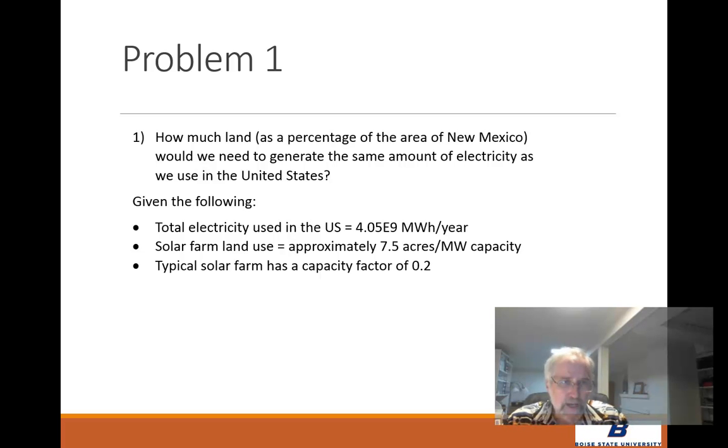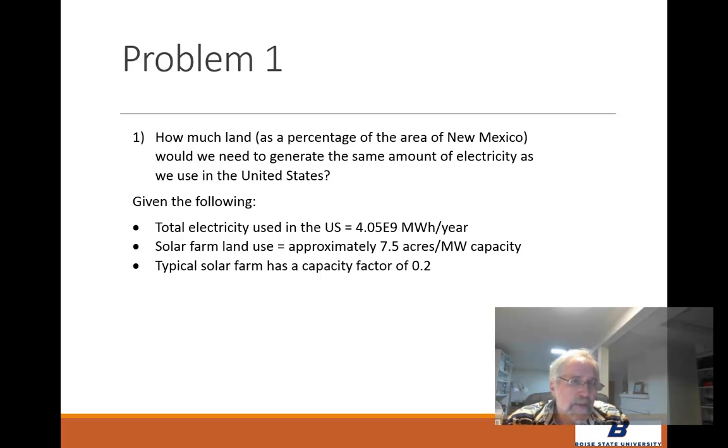So problem one was one I gave you. It wasn't from the book. And I said, given how much energy, how much electricity we use in this country, how much land area would we need to cover with solar panels, to dedicate to solar farms, to create that much energy? And keep in mind that I didn't take into account things like when the energy is produced and where it's produced, which really matters to the grid. But for now, let's just go with these broad numbers.